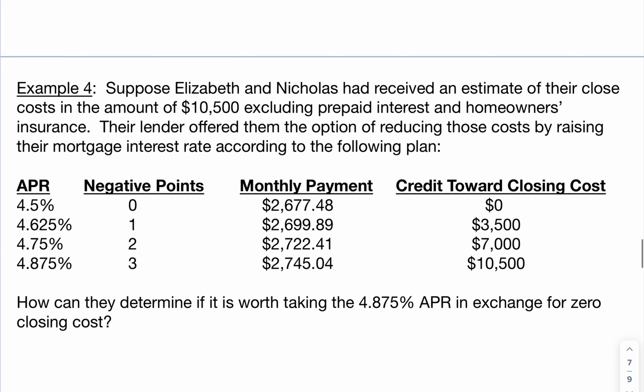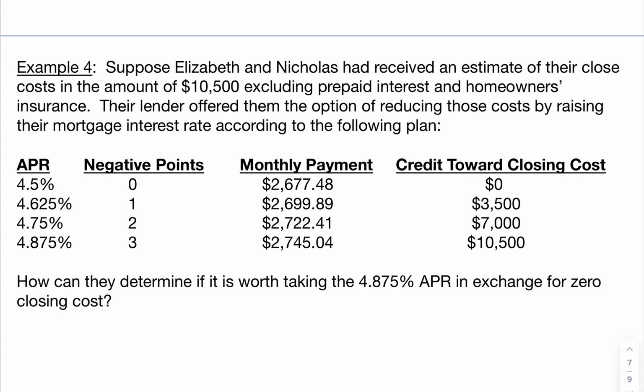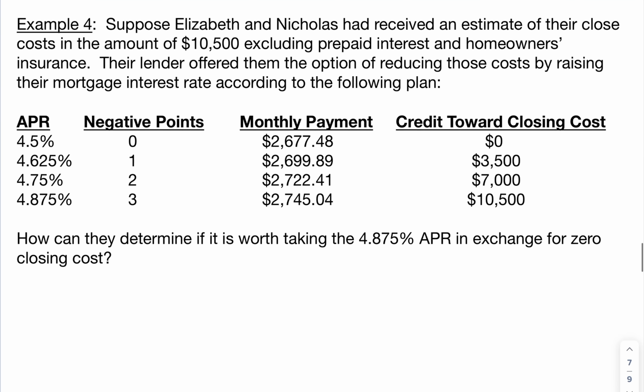So in this example, let's suppose that Elizabeth and Nicholas had received an estimate of their closing costs in the amount of $10,500. Okay, so that's how much they're going to need to come to the table to close. And this excludes prepaid interest and homeowners insurance. Now, their lender offers them the option of reducing that cost by raising their mortgage interest rate according to the following plan.